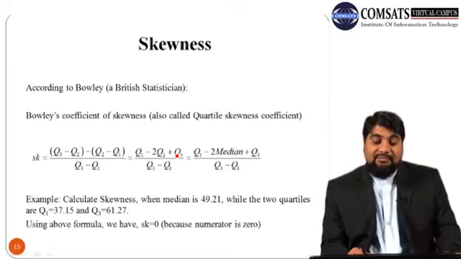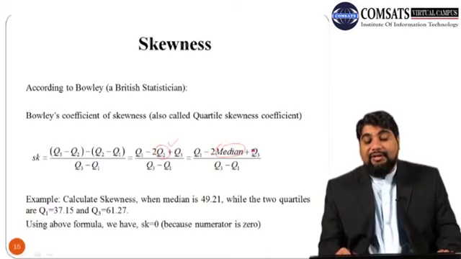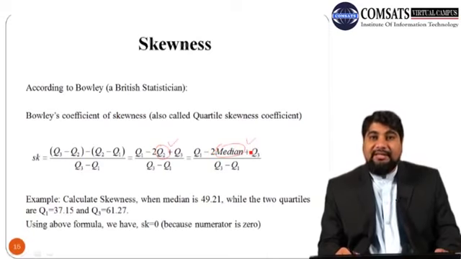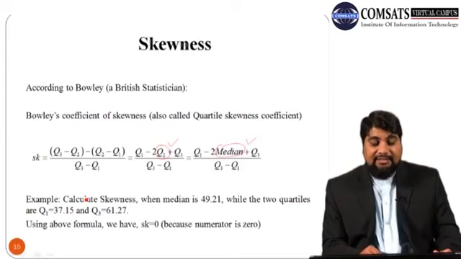I have rearranged the terms and the denominator as it is, and next we know that this Q2 is actually the median. So in this formula, instead of Q2, we can use this alternative notation as well. It means in order to calculate skewness using this Bowley's formula, we need to calculate the quartiles Q1, Q2 and Q3. So let us consider an example.